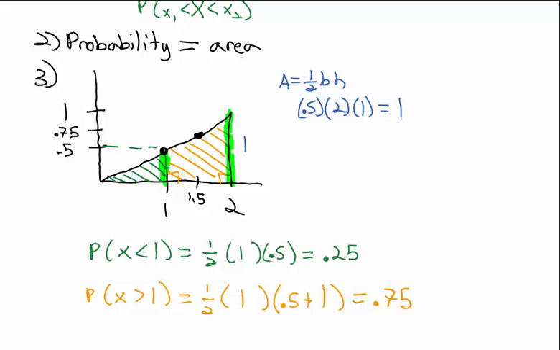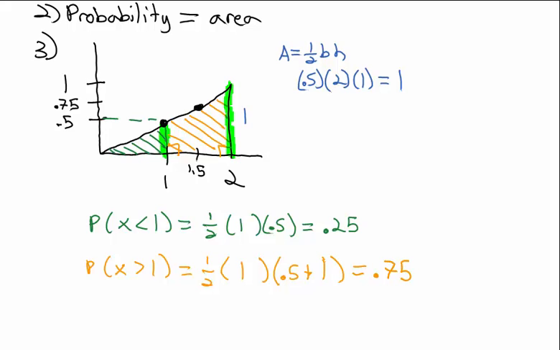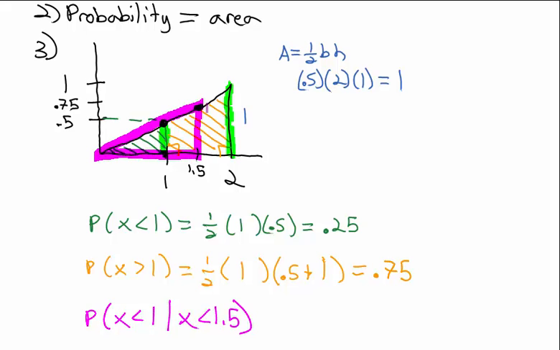Probability is area. That's the big idea today. We could even do a conditional probability. Let's say find the probability that x is less than 1, given x is less than 1.5. So now we are only interested in the less than 1.5. We have a given probability.